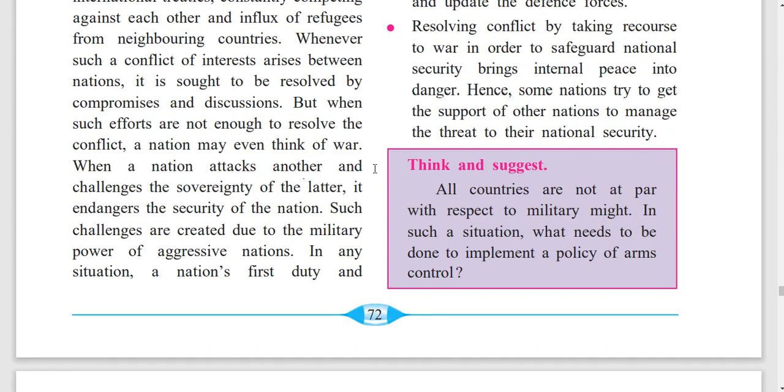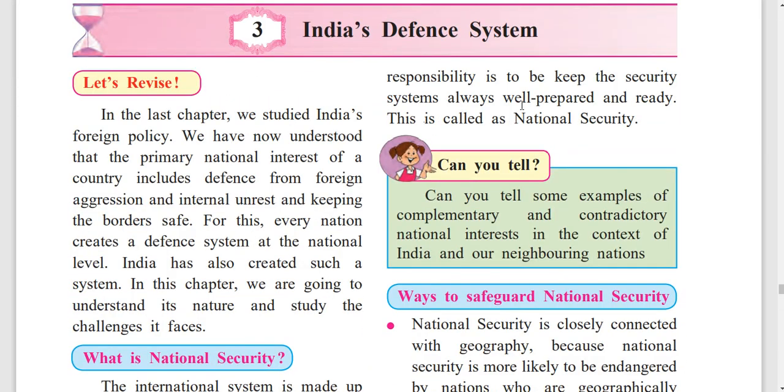When a nation attacks another and challenges the sovereignty of the latter, it endangers the security of the nation. Such challenges are created due to the military power of aggressive nations. In any situation, a nation's first duty and responsibility is to keep the security systems always well prepared and ready. This is called national security.